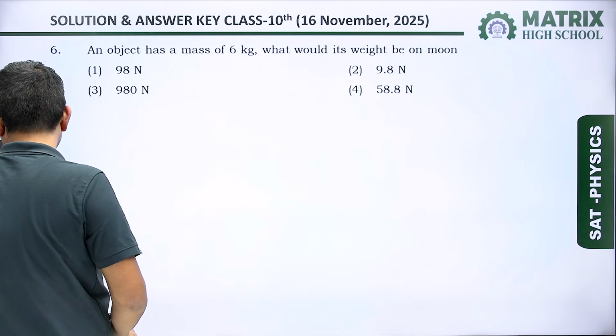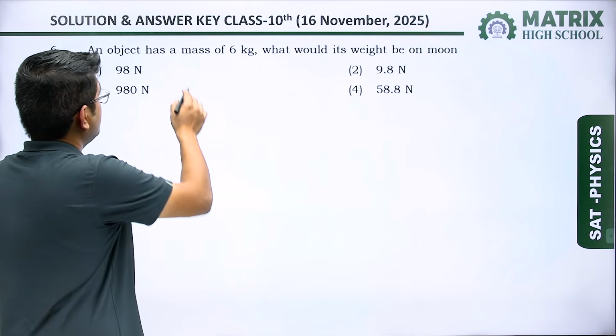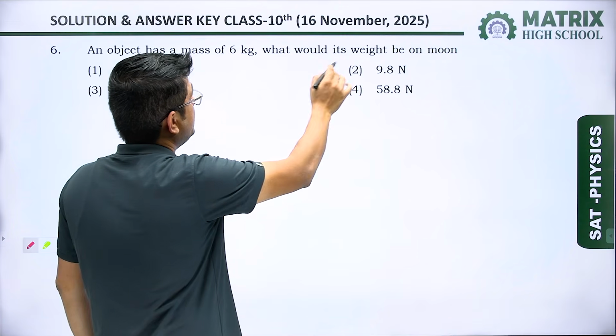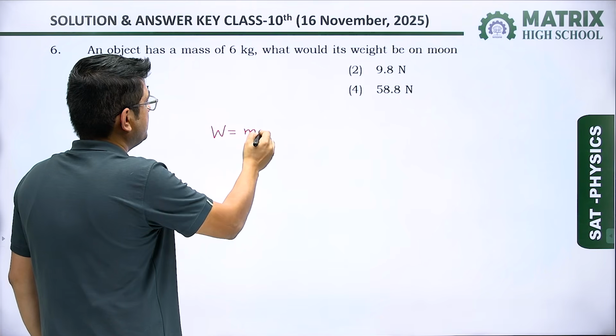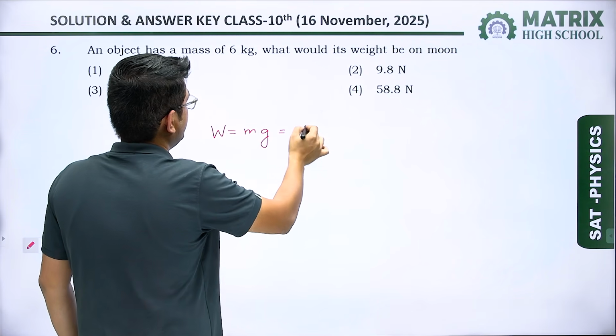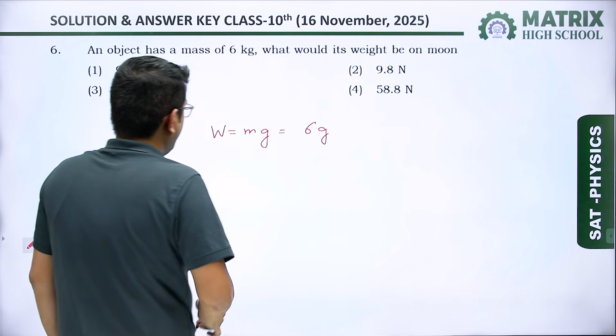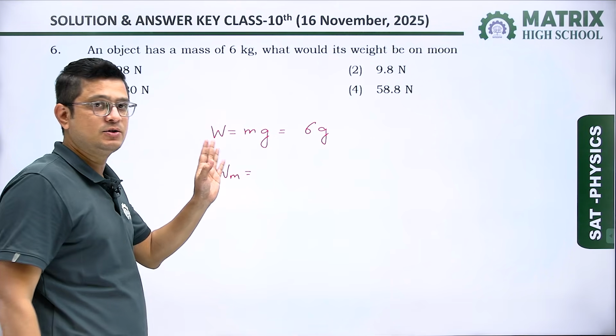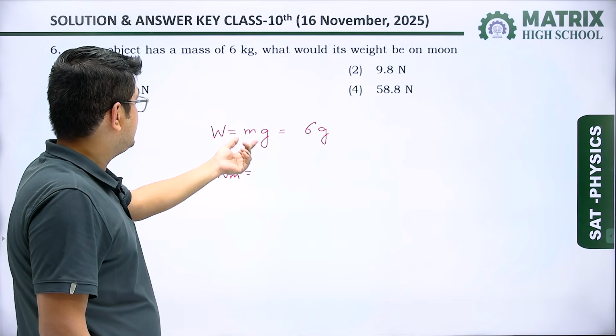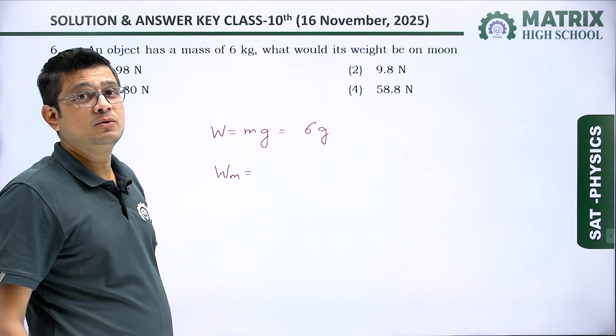Next question number 6. An object has mass of 6 kg. What would be its weight on the moon? As we know that the weight is given by mg. So on Earth's surface, the weight will be 6 into g. And weight on moon, we know that the value of mass does not change anywhere. And the gravitational acceleration on moon becomes 1 by 6 times.